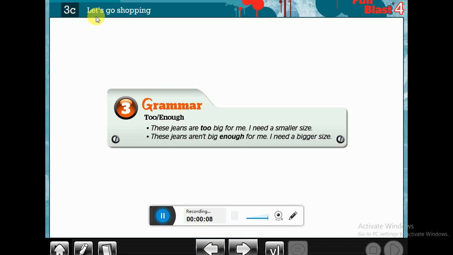Module 3, Lesson C. The lesson is titled Let's Go Shopping. So we have to define the meaning of let's go. Let's is a kind of suggestion, making a suggestion. This is a type of how to make a suggestion, as we have learned in the previous lessons. We talked about making suggestions.